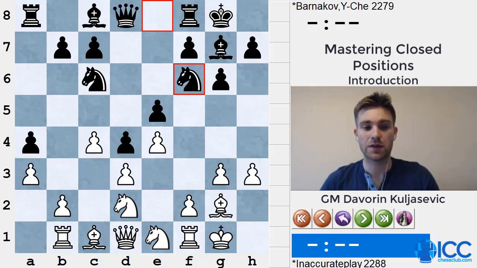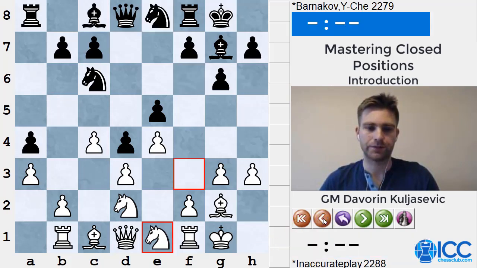And this is prophylactic thinking. This is one of the main things, especially if you have the space advantage in a closed position. You should try to limit your opponent's pawn breaks and his active options, and then your position basically can be played on its own. So black, I think, would be thriving in this position. Now let us come back.